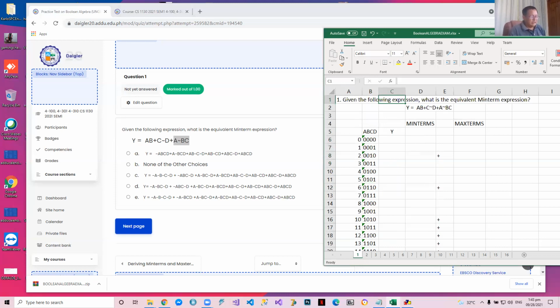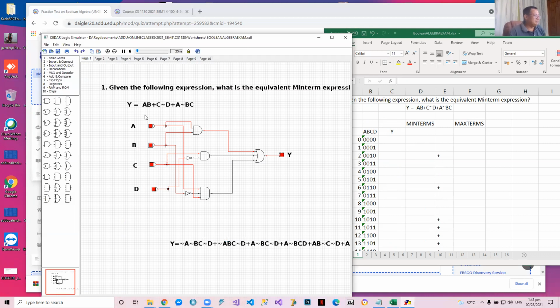We'll have to use Cedar logic. No? Okay. This is number one. Let me erase this first.